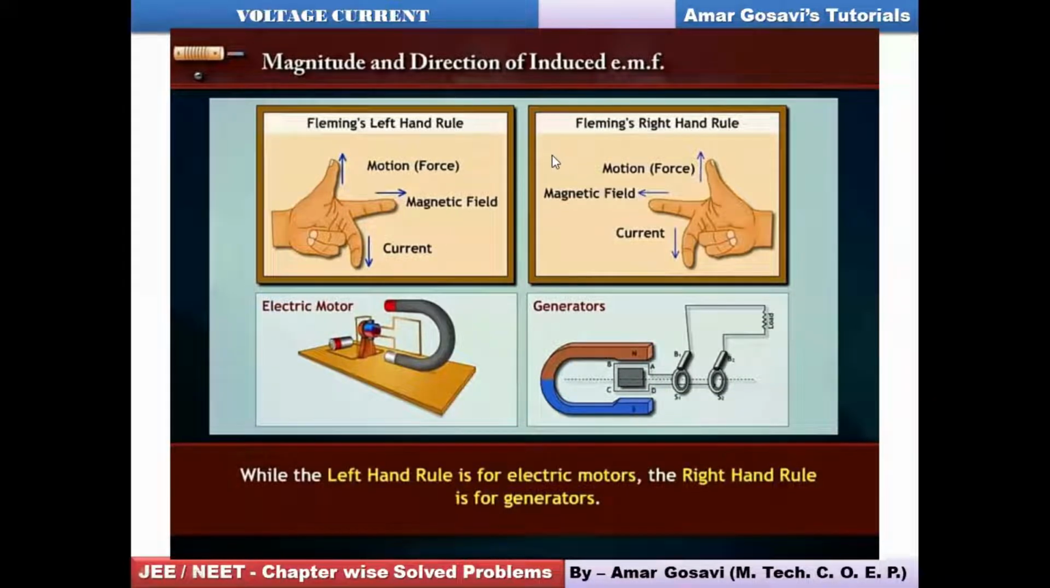Whereas when we talk about electromagnetic induction, we want to apply Fleming's right-hand rule. What is this right-hand rule giving us? In a similar way, the thumb will give you the direction of force or motion, the index finger the magnetic field, and the middle finger will give you the current. So we use the right-hand rule for depicting the direction of current. This leads to the concept of generators, basically. Here we have mentioned the left-hand rule is for electric motors and the right-hand rule is for generators. Please make a note of it. Very, very important slide.